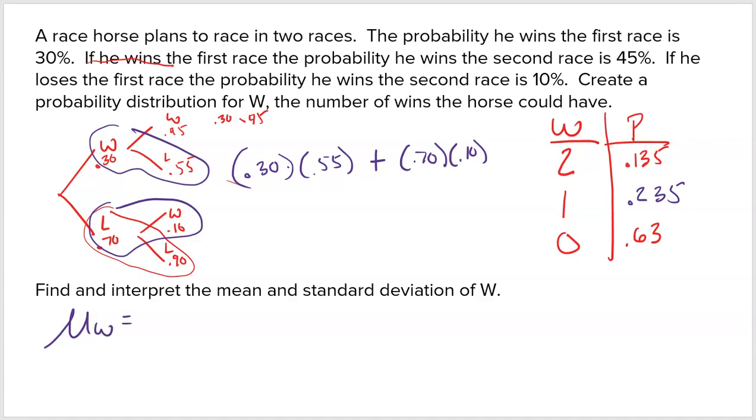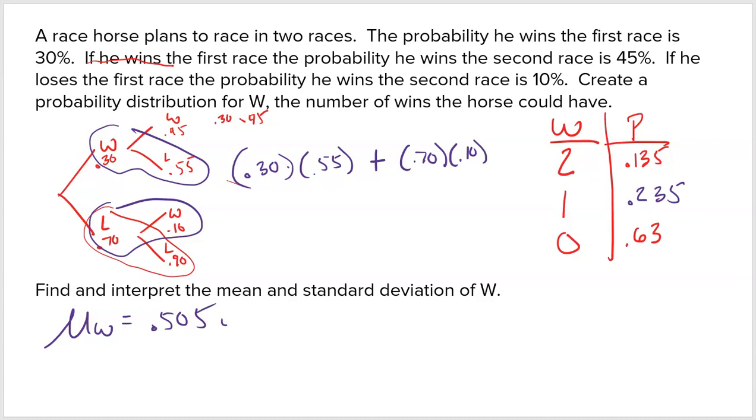All right, so once again, we're going to go to our calculator. In list 1, we're going to type the outcomes of 2, 1, and 0. In list 2, we're going to type in the probabilities, 0.135 for 2 wins, 0.235 for 1 win, and 0.63 for no wins. Then we're going to go stat, slide over to calc, 1 variable stats. List is our list 1. The frequency list for the probabilities that attach to these is list 2. And we get an average of 0.505.